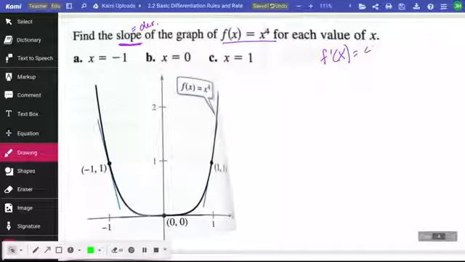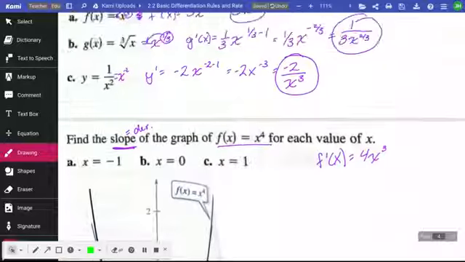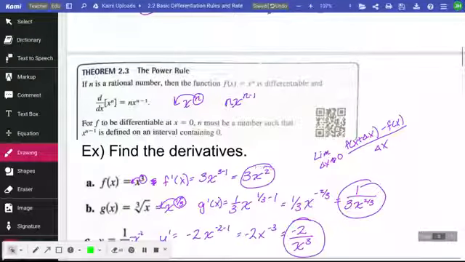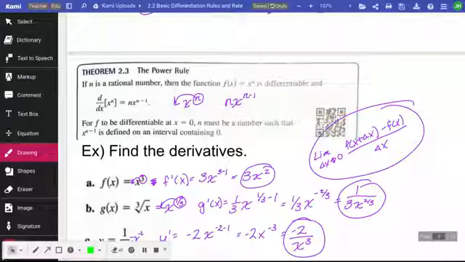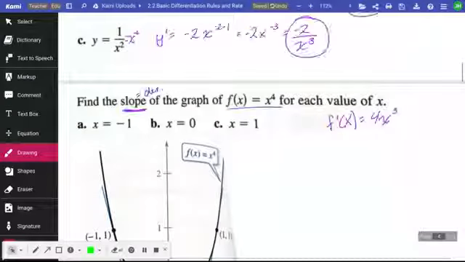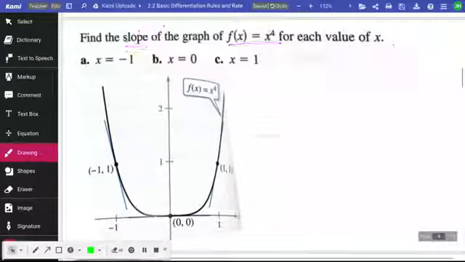And all I have to do is go plug in negative 1, plug in 0, and plug in 1. So instead of doing the really, really long difference quotient here, I can just use my power rule and go in and plug.